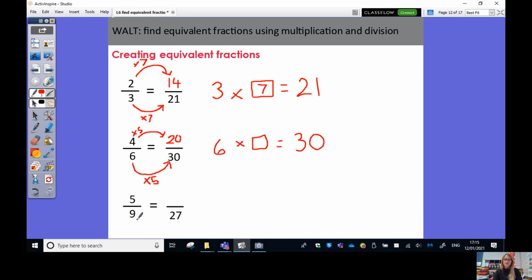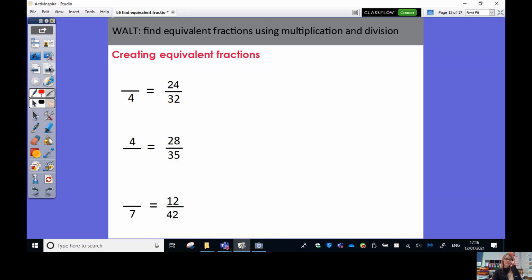Fabulous. So let's quickly look at this one together. So hopefully you have found out how many 9s are in 27. I know 9, 18, 27. There are 3. So I need to do 5 times 3, which is, excuse my handwriting, I'm squeezing in there. 5 times 3 is 15. So well done if you managed to get 15 over 27.